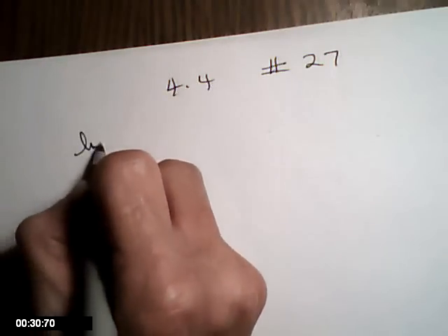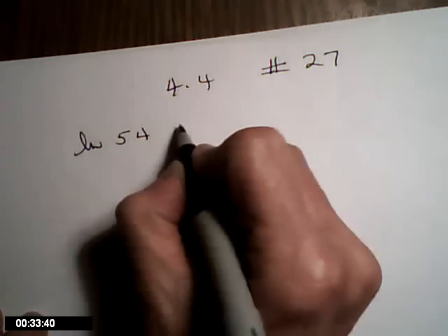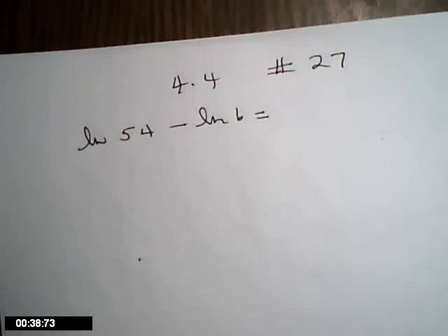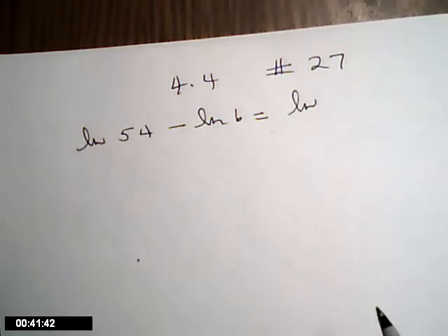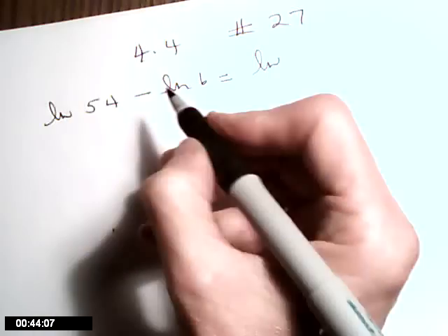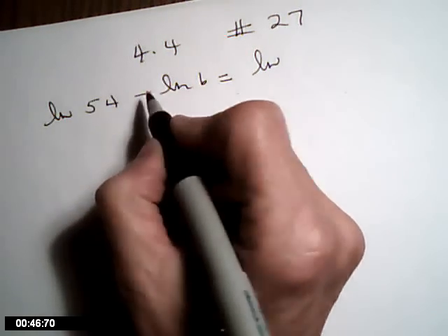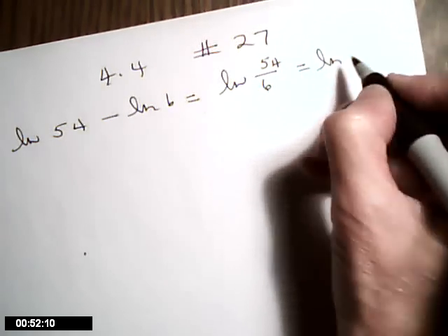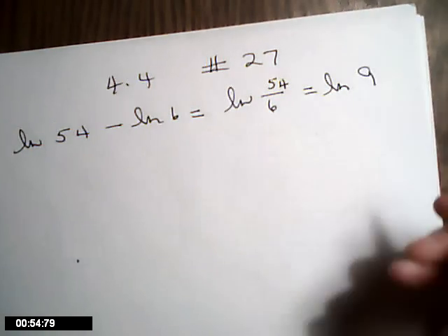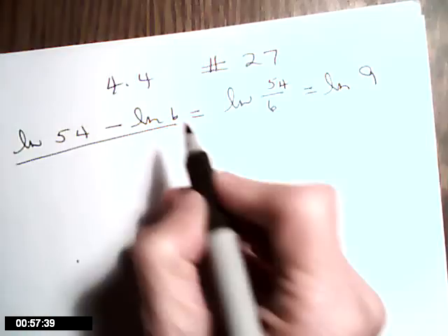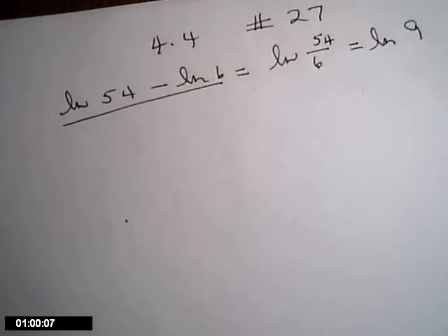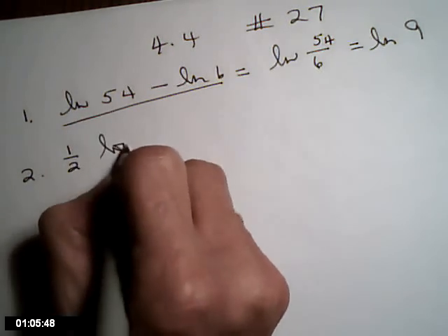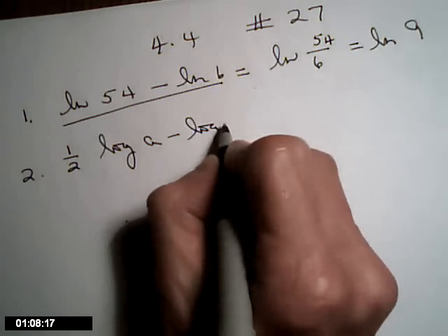We're going to take a problem such as natural log of 54 minus natural log of 6 and write this as a single logarithm. Now remember, we're going to use ln because the problem used ln. With the minus, we're going to associate subtraction with division, so we'll have 54 divided by 6, and then we'll want to reduce that. 6 will go into 54 9 times, so the equivalent of this difference is natural log of 9.